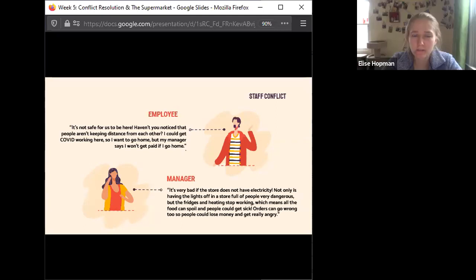All right, so let's take a minute to think about how our characters might help the employee and the manager solve their conflict. We're at step one now, where we've identified that there's a conflict about COVID safety measures in the store. So let's take a minute.